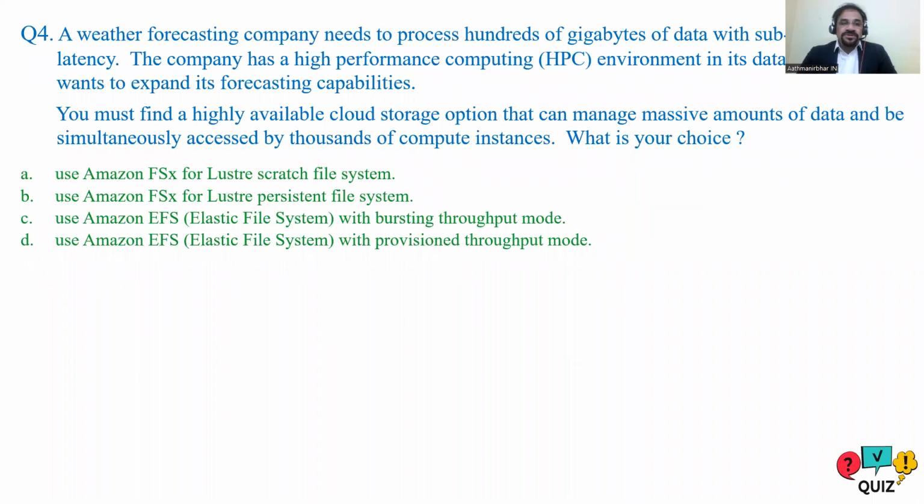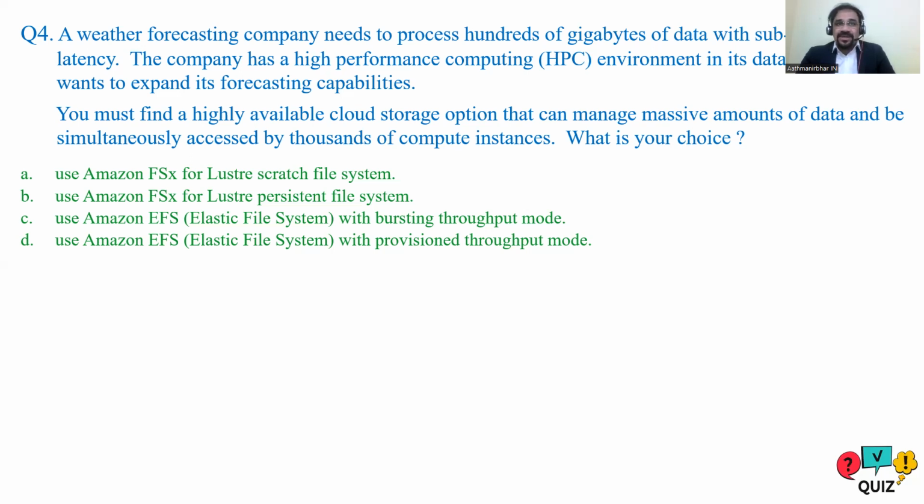Here is the fourth question. A weather forecasting company needs to process hundreds of gigabytes of data with sub-millisecond latency. The company has a high-performance computing environment in its data center and wants to expand its forecasting capabilities. You must find a highly available cloud storage option that can manage massive amounts of data and can be simultaneously accessed by thousands of compute instances. What is your choice? We have four options to go with.